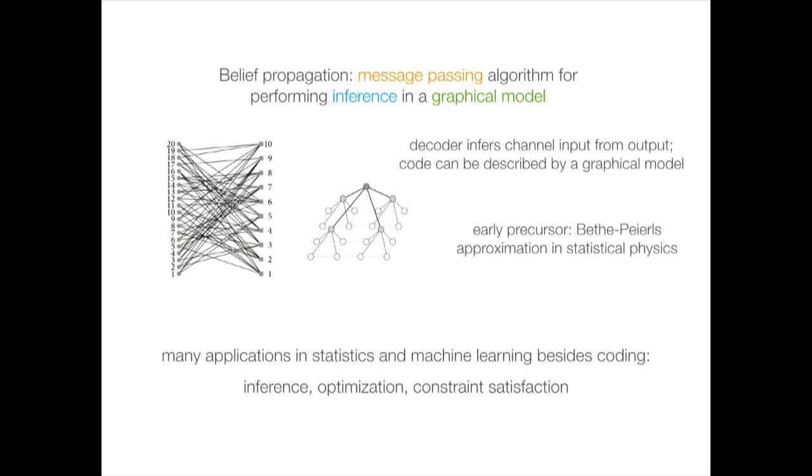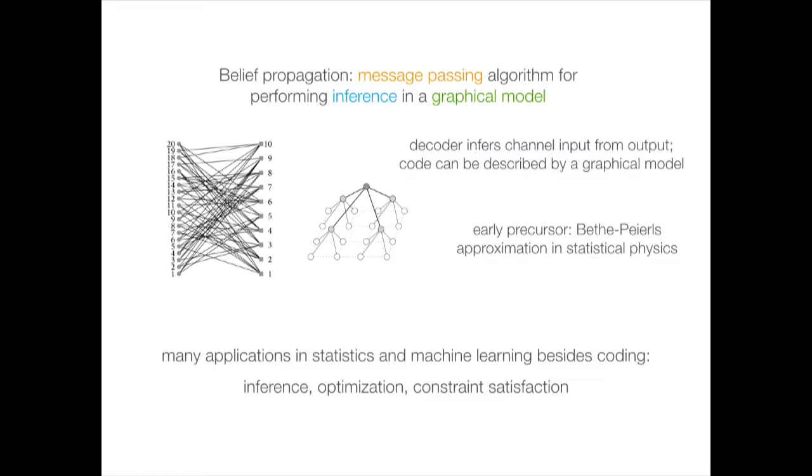Now, belief propagation is far, far bigger than just decoding. It's used in statistics and machine learning and can do a lot of different things. Here, for instance, is a graphical model that you might see in image processing, and this belief propagation algorithm uses this graphical model, and there's some sort of message passing on the nodes of the model, which carries out this inference. I'm not going to describe that now.